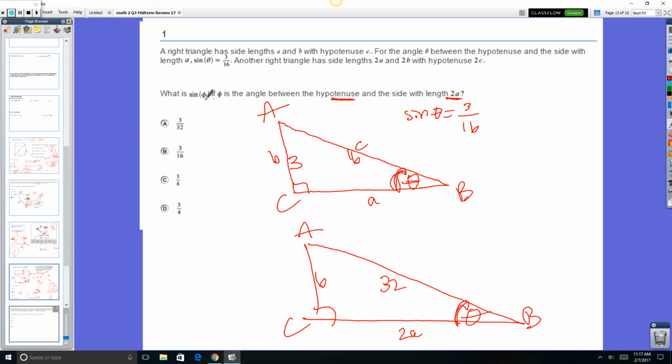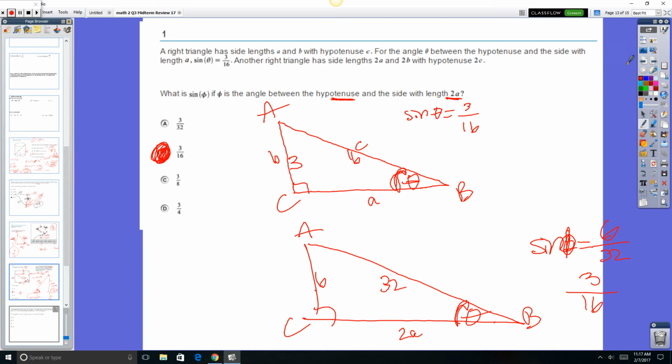Well, let's see, what does it want? Oh, sine. It wants the sine. From that angle, the sine is going to be opposite over hypotenuse, so it's going to be 6 over 32, which is the same exact thing as 3/16. So if you change the size of the triangle, it doesn't matter, because at the end of the day you're going to simplify the fraction. It will always simplify down to what you started out with.